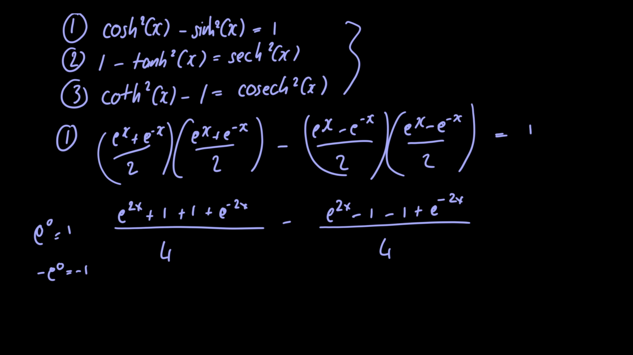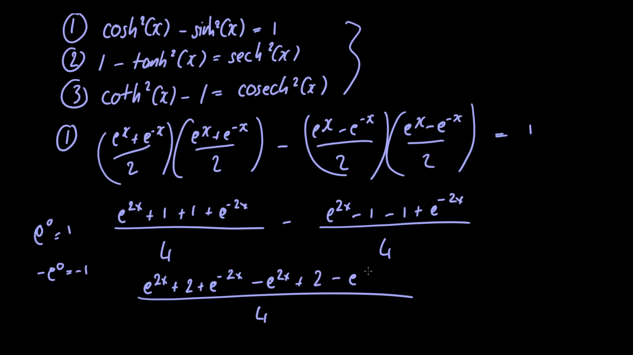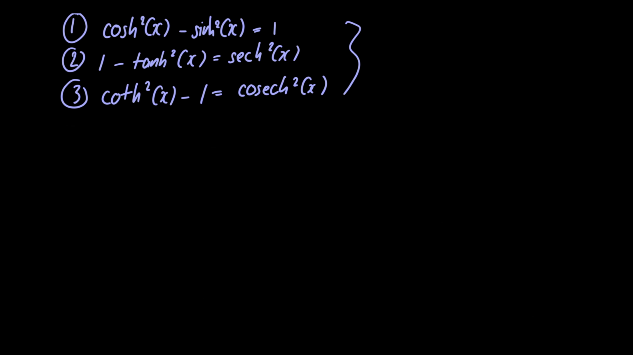Now what we can go ahead and do is combine this fraction. They have the same denominator, so we can just subtract these terms here. So we have e to the 2x plus 2 plus e to the minus 2x, minus e to the 2x, minus 1, minus 1. So we have a minus 1 here and minus 1, that's minus 2, and we have a minus sign here, so that's positive 2, minus e raised to minus 2x. Now these two cancel, these two here cancel, and we're just left with 4 over 4, which is equal to 1. And that's number 1. Let's move on to number 2.